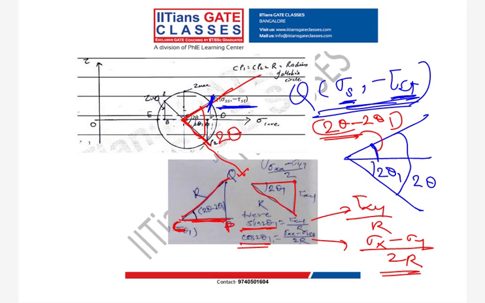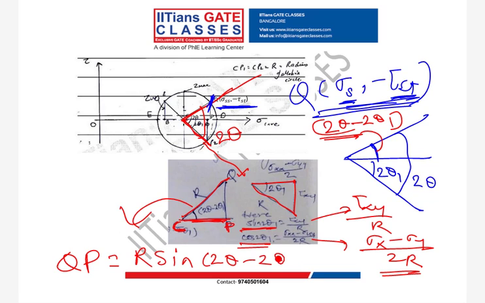Right? Now use this triangle. What will be your QP? Tell me. It will be r sine 2 theta minus 2 theta 1. Am I correct? And what is your QP? It is minus tau st. Am I correct? What is QP? It is minus tau st, right? Because it's a coordinate, right?